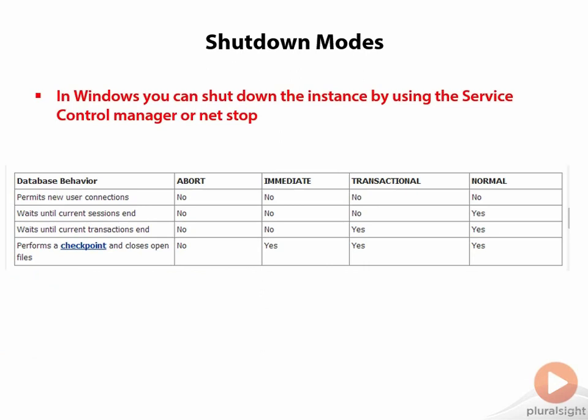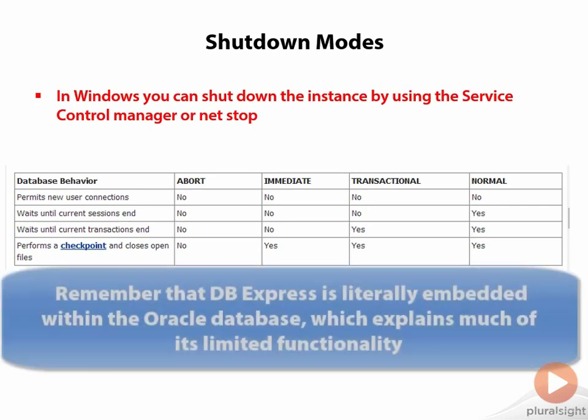If you have Cloud Control, Oracle Enterprise Manager Cloud Control, you can do shutdowns and startups there. You can set initialization parameters in any Enterprise Manager, even DB Express. But unfortunately, you cannot do startups and shutdowns in DB Express.